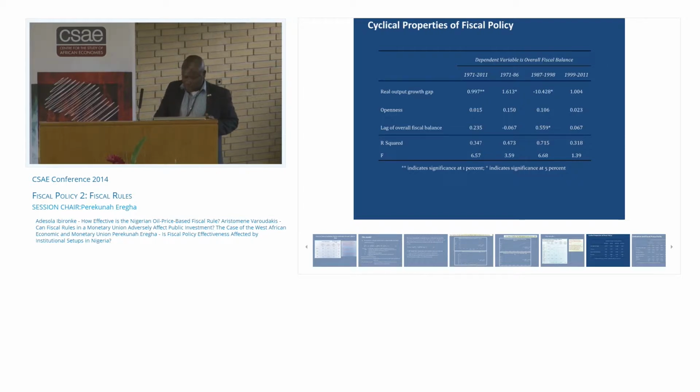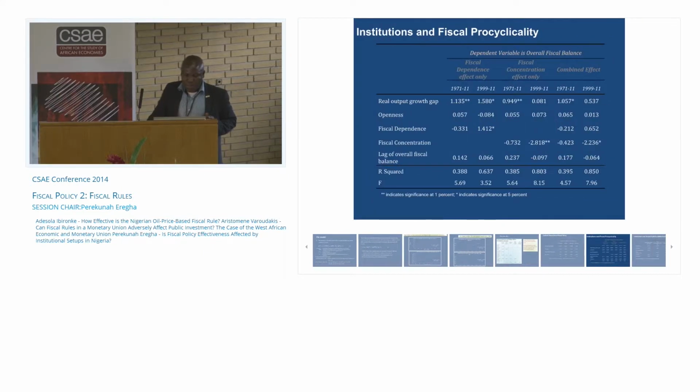Then the next model has to do with institutions and fiscal pro-cyclical issues. He captured that with two main variables, fiscal dependence and fiscal concentration. He estimated different types of models: one, inclusion of fiscal dependence without fiscal concentration; the other, inclusion of fiscal concentration without fiscal dependence; and the last one, the inclusion of the two. For instance, in the first one, in the whole period, fiscal dependence is having a negative effect on overall fiscal balance, and in the democratic period it is positive.